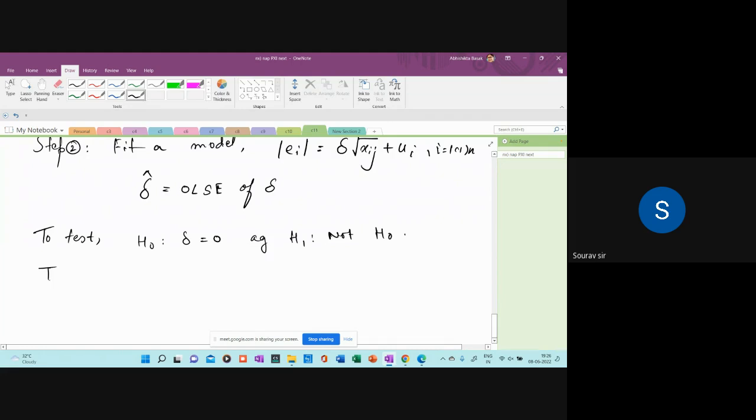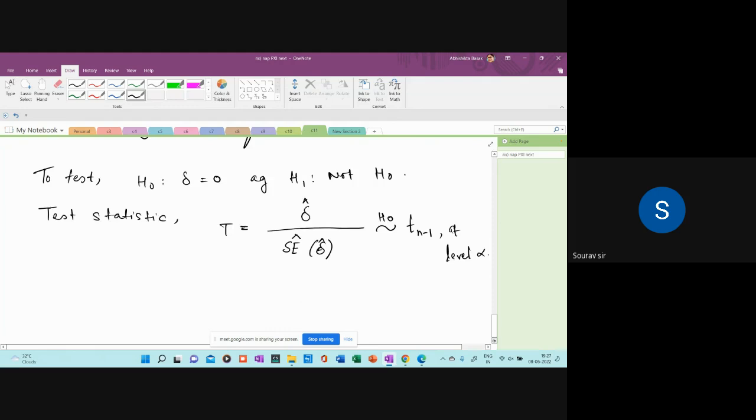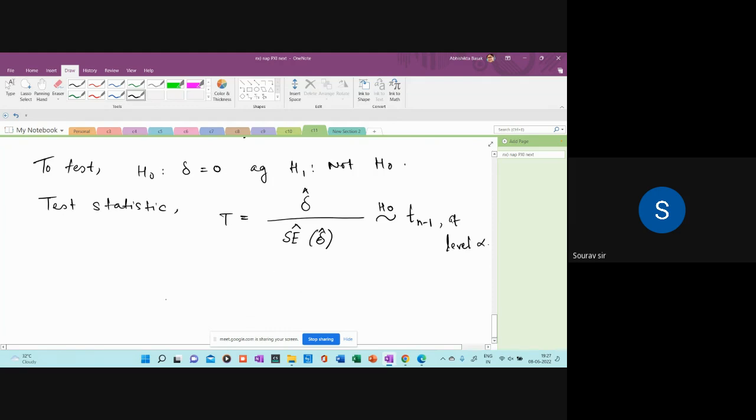So this is the procedure. My test statistic is capital T equals delta hat divided by the standard error of delta hat. We can't find the variance directly, so we need to estimate it and get the estimated standard error of delta hat, which is assumed to follow a t distribution with n minus 1 degrees of freedom under the null hypothesis H naught at level alpha. After testing, by the rejection criterion we may conclude that the data is heteroskedastic. Let me write that.